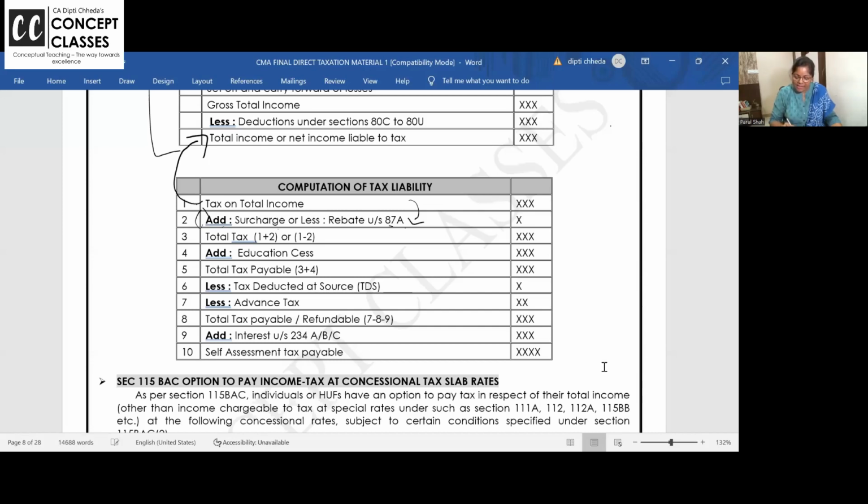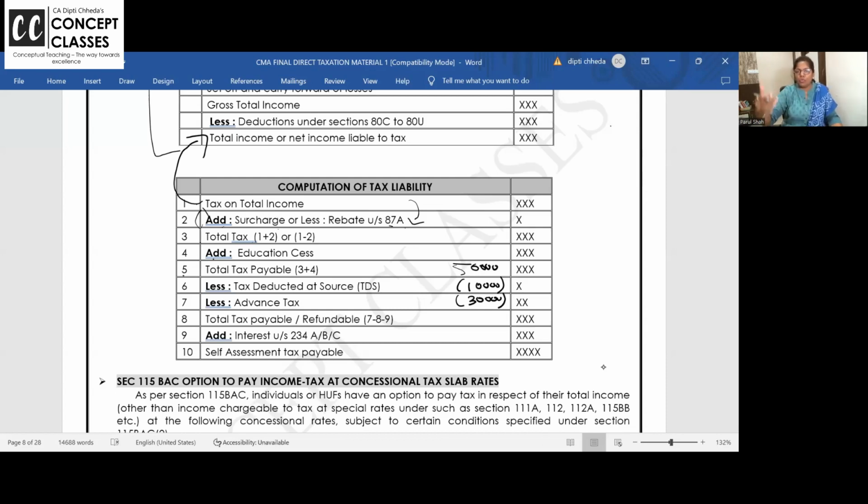So add surcharge, less rebate. This is your tax. Add cess. This is your tax payable. Suppose my final tax payable is 50,000. Can I say already TDS is deducted? I am taking lectures at ICAI. They have given me income after deducting TDS of 10,000. And I have already paid 30,000 as advance tax.